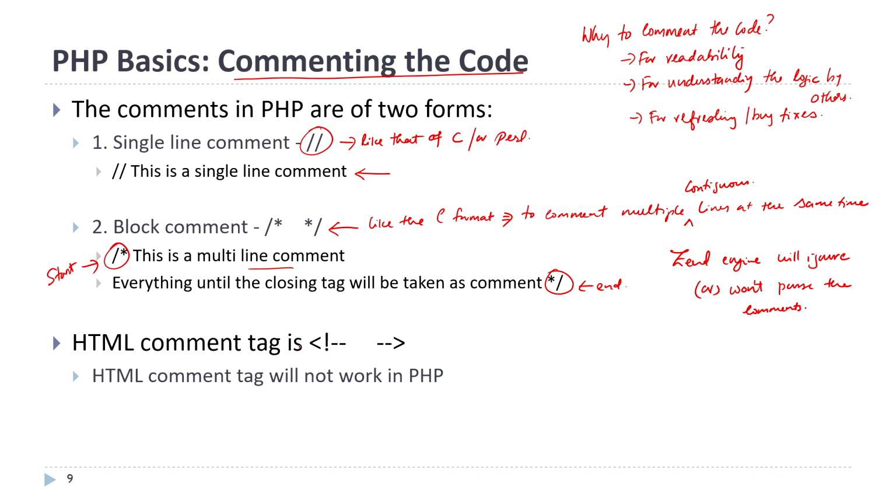Remember one thing, the HTML comment is in this format with a less than sign, an exclamation, two hyphens and a greater than sign. This comment approach will not work in PHP. So, if you want to create a comment, it has to be in either this format, the two slashes, or this slash asterisk format. The HTML tag is not applicable in this.